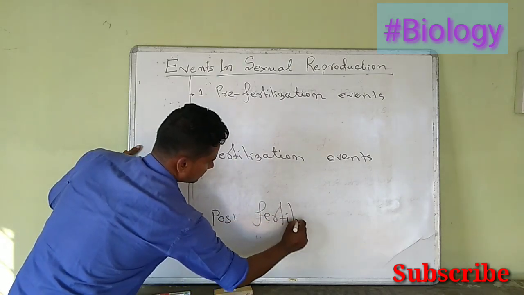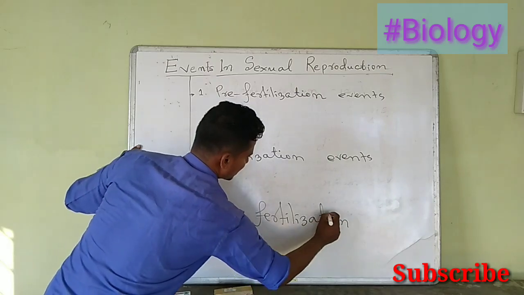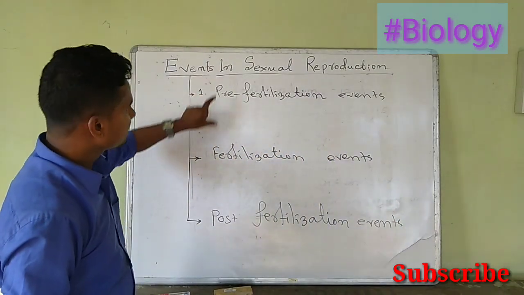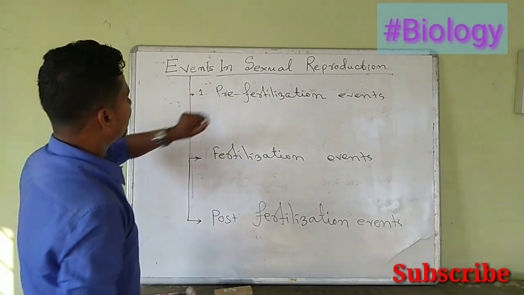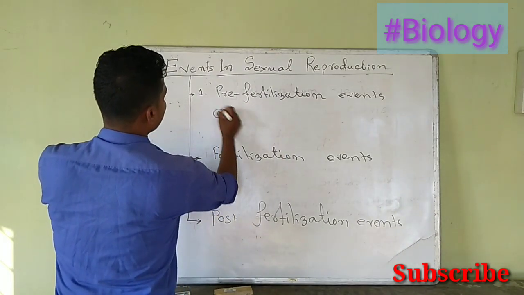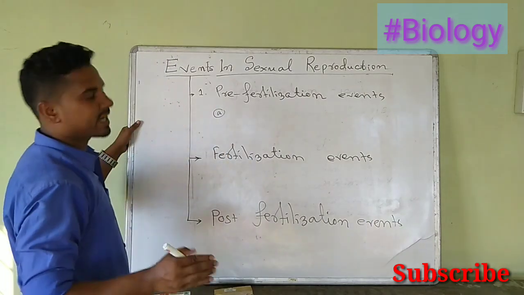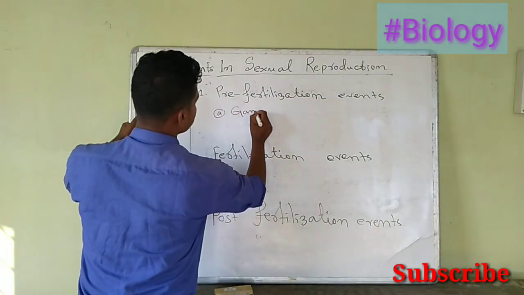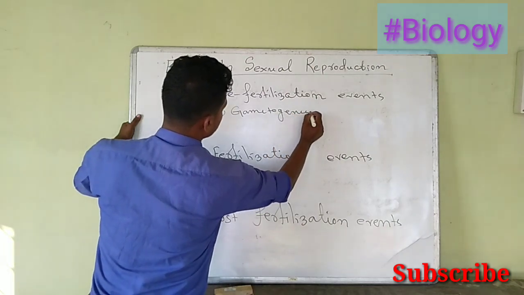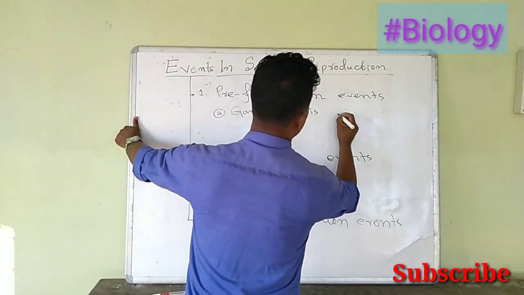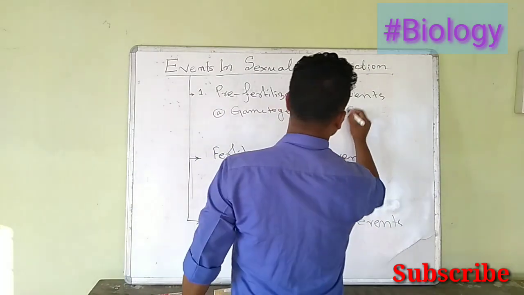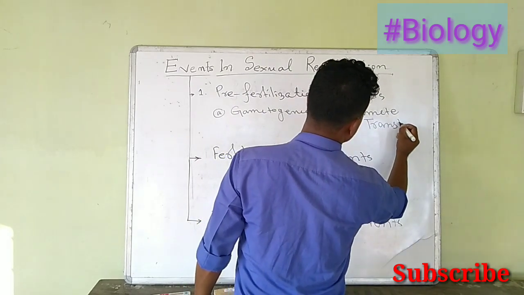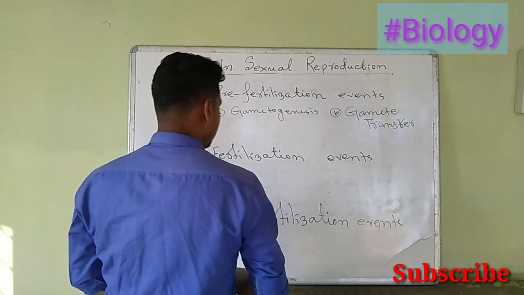Post-fertilization events. Now, each of these three major parts has some sub-parts. Pre-fertilization events again can be divided into two smaller parts: gametogenesis and gamete transfer.